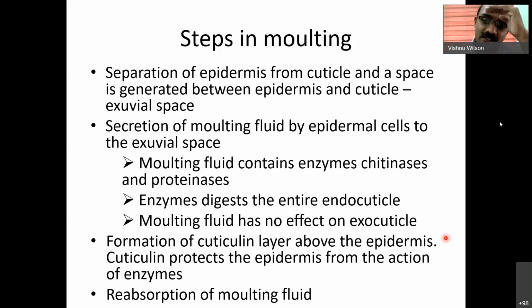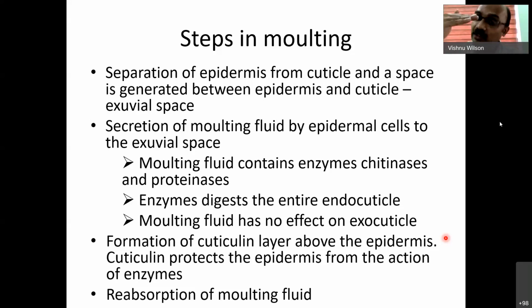So once the exuvial space is created, molting fluid is secreted. It contains enzymes, but those enzymes won't be activated at that time. Then the epidermis forms the first layer of new cuticle, that is the cuticulin layer or outer epicuticle. And once the cuticulin layer is formed, the enzyme gets activated, so that the enzyme will not act directly on the epidermal cell wall and the epidermis will not be harmed.